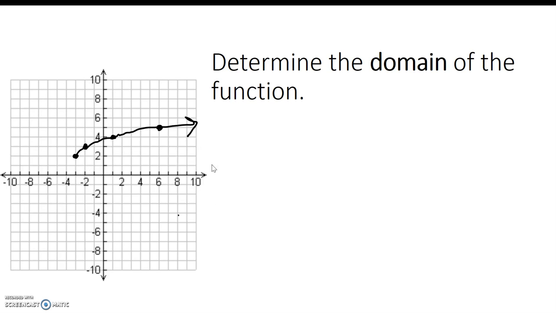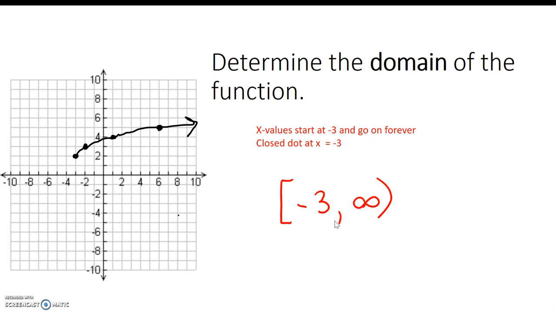But then when we have the infinity, we know we can never use a bracket with infinity. We always have to use parentheses. So your interval notation should look like this, and it basically is just saying -3 to infinity where we're including the -3. And then we never include the infinity because we don't know what number that is. There's no set end. Okay.